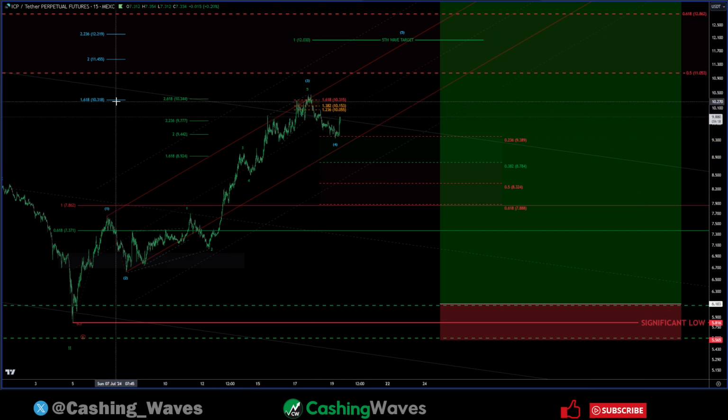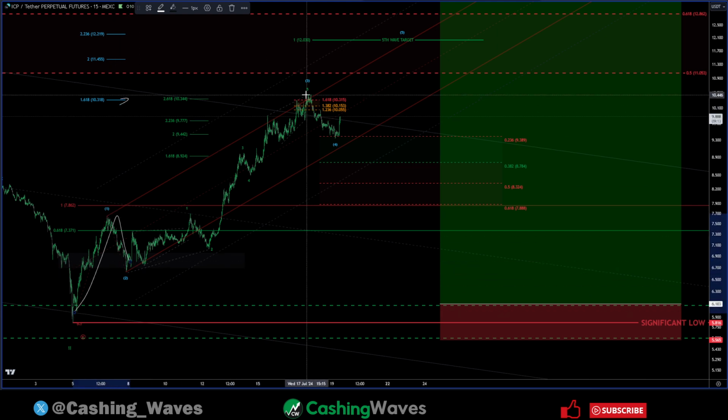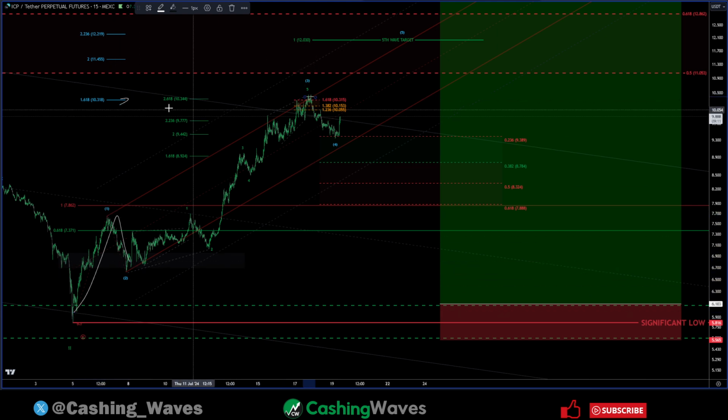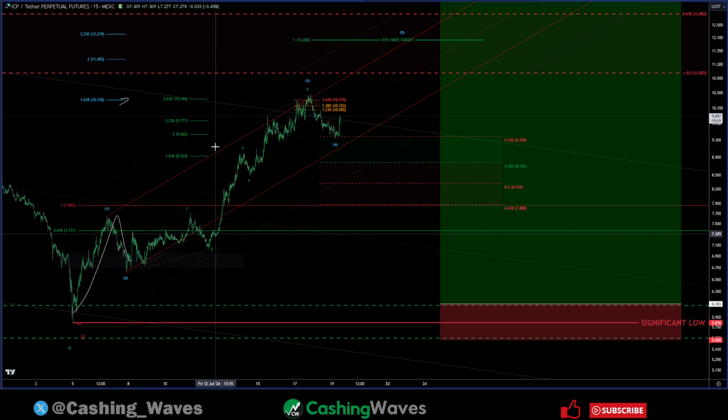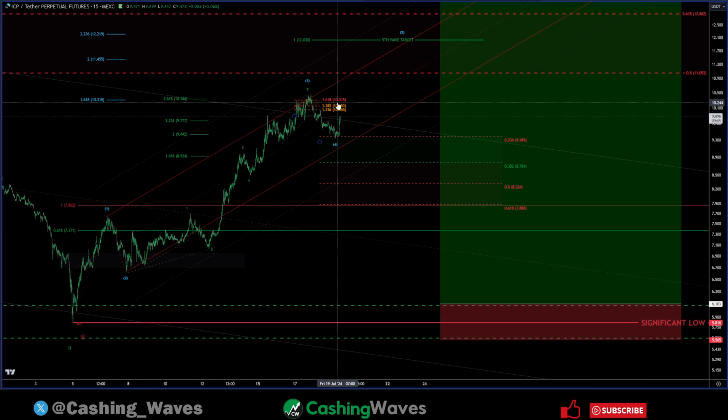And interestingly enough, we did come to our standard targets off our larger 1-2 for our third wave. You can see we hit the 1.618 extension. So it didn't look like we were going to get there, but we ended up getting there. I can remove this.